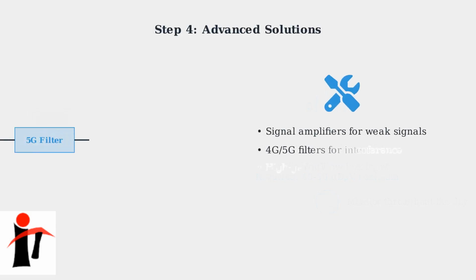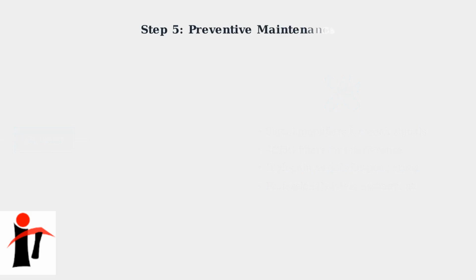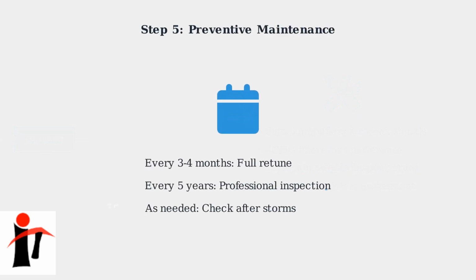If basic troubleshooting doesn't resolve the issue, consider advanced solutions. Signal amplification can help with weak signals, while 4G and 5G filters can eliminate mobile network interference. Finally, establish a preventive maintenance routine.